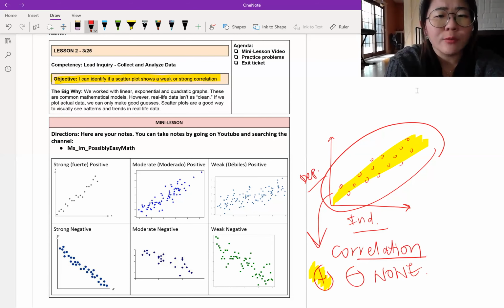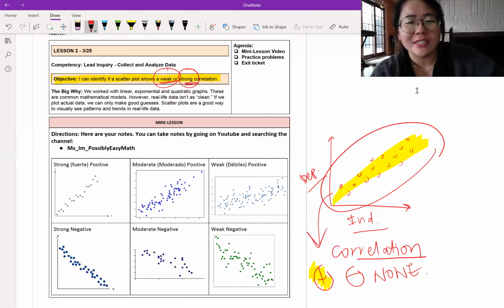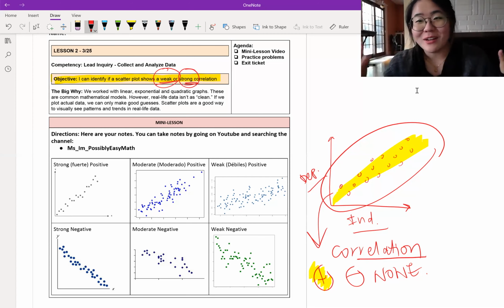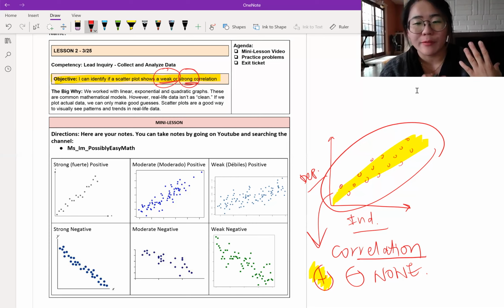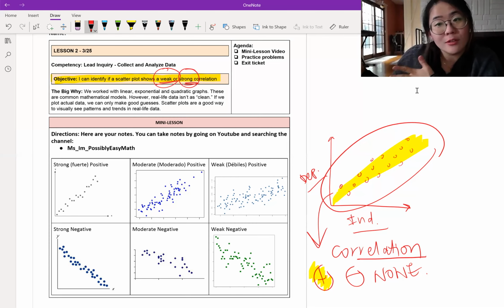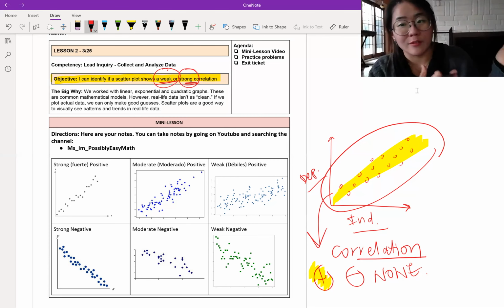Today we're working on weak or strong correlation. Now, you're probably thinking, Miss Sim, how can a scatter plot be weak or strong? This is where I make a bad joke about how scatter plots don't work out. But we're talking about relationships, right? When I talk about a strong relationship, think about the relationship that you have with your closest best friend. You have a great connection, right? If you do something, it influences your friend, and if your friend does something, it influences you.